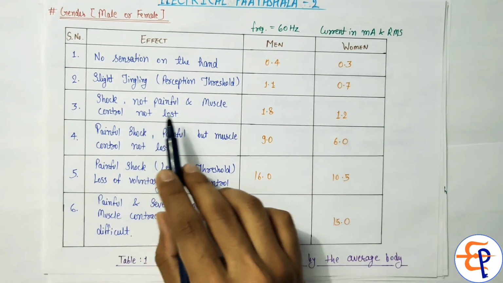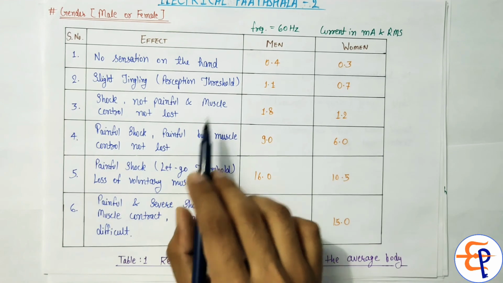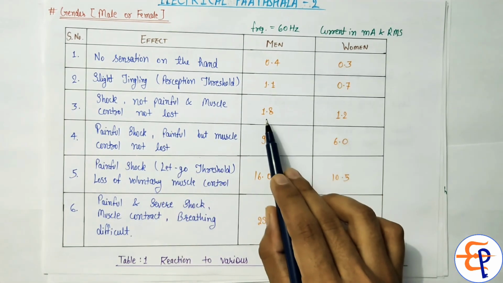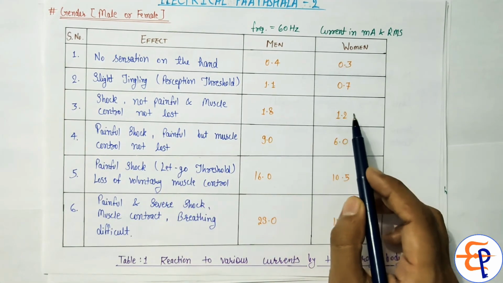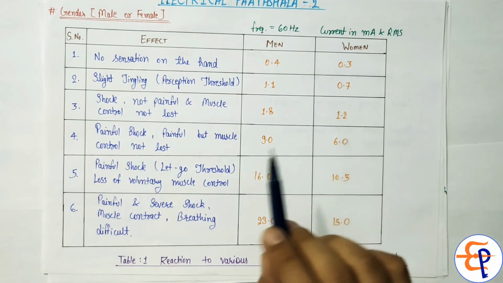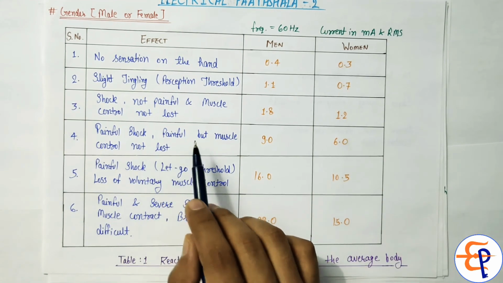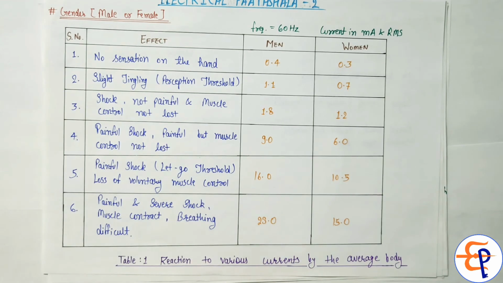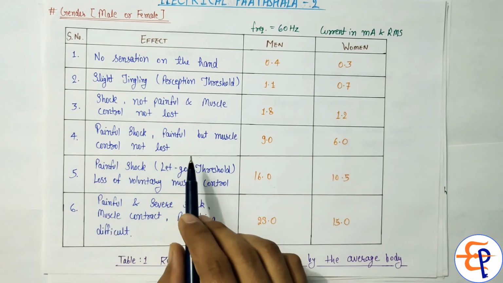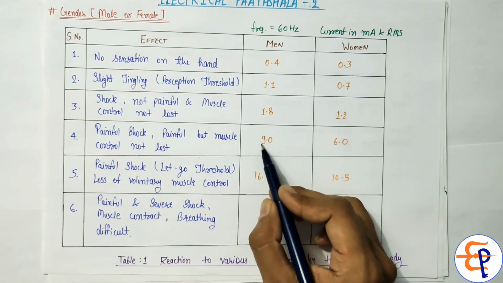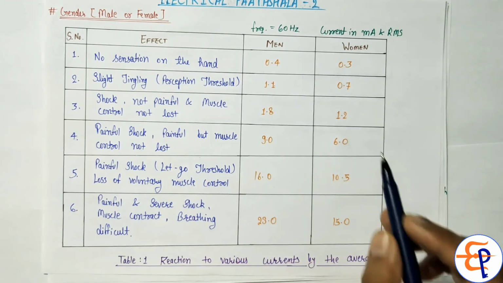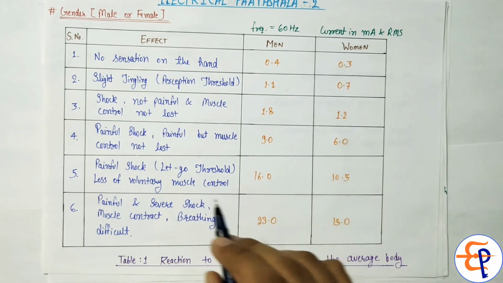The next is shock, not painful, and muscle control not lost. This effect will occur in a man's body at 1.8 milliampere and in a woman's body at 1.2 milliampere. Next is painful shock. Painful, but muscle control is still there. Muscle control is not lost. This will occur in a man's body at 9.0 milliampere while in a woman's body at 6 milliampere.